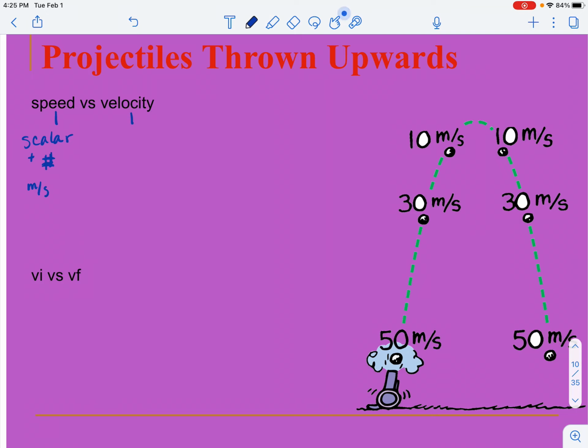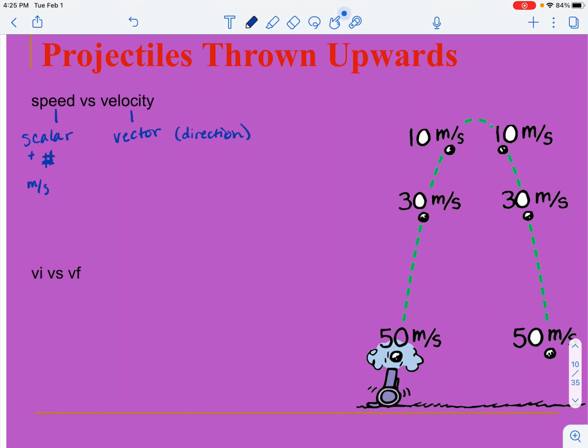Now, we've learned that velocity is the vector version of it, which means that it includes direction. Because it is a vector, it could either be positive or negative numbers. We're also going to measure that in meters per second. So when you are looking at your questions, you need to pay attention to what it is asking. Is it asking me for the speed or is it asking me for the velocity?